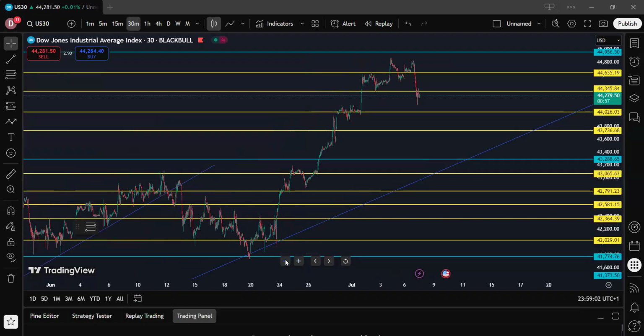I am also seeing structure play its part in the sense of seeing the bullish momentum creep in. So from here, price shot up, then a pullback, and then from here, a slight pullback.